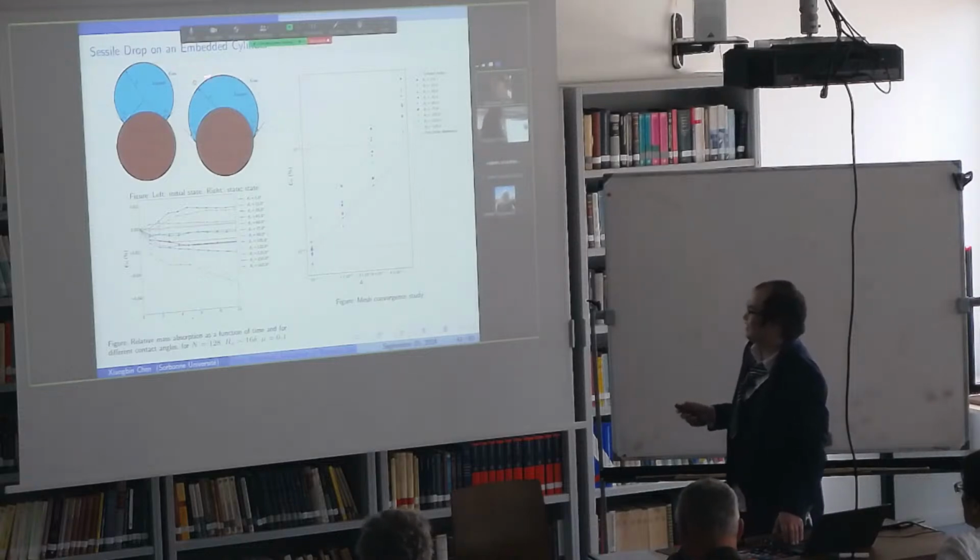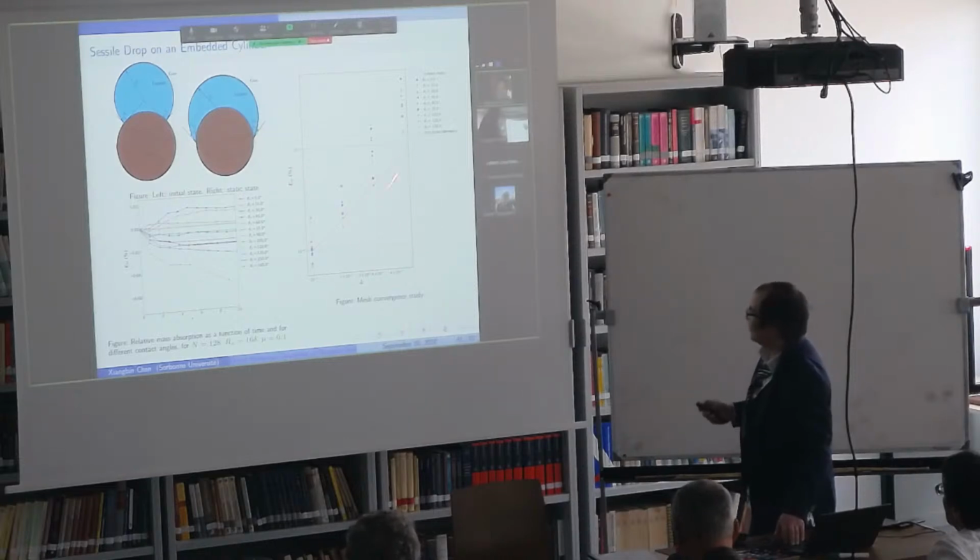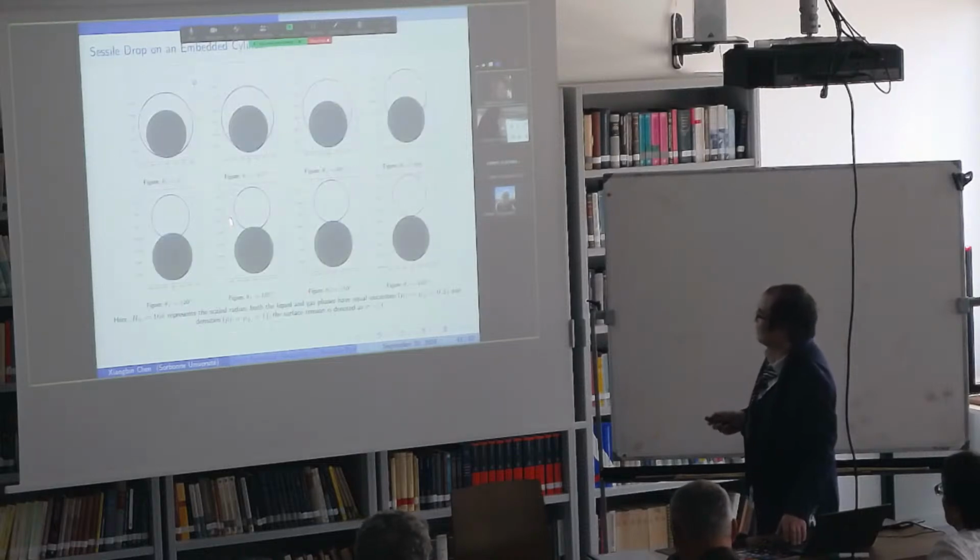So again, the cell drop, but this time on top of a circle, and the following figure gives the relative error versus time at different contact angles. The behavior is not good only when the contact angle is 165, and otherwise it is good. And this study is the mesh convergence study. We changed the mesh size and computed the mass error, and the behavior is first order for all the cases. And this is the comparison of the shape between the numerical method and analytical method. So we could see a good agreement.